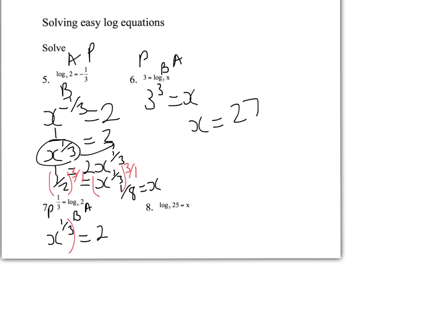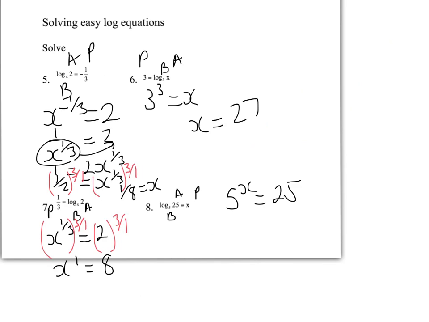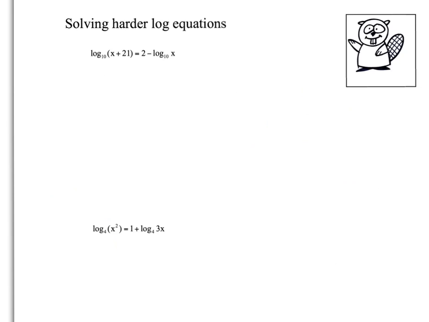So now I'm going to do my little trick. So I'm going to go 3 over 1, 3 over 1, and therefore I'm going to get x to the 1 equals 8. Okay, base, answer, power, 5 to the x equals 25. Oh, I can just spot this one actually, I don't have to do any logs on it, it's just x equals 2. Done.